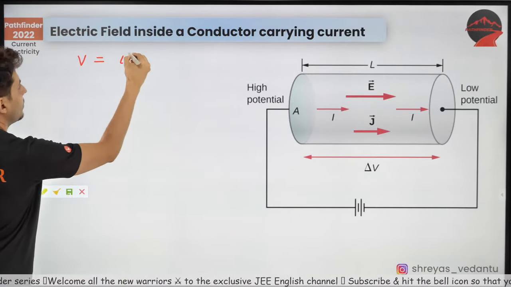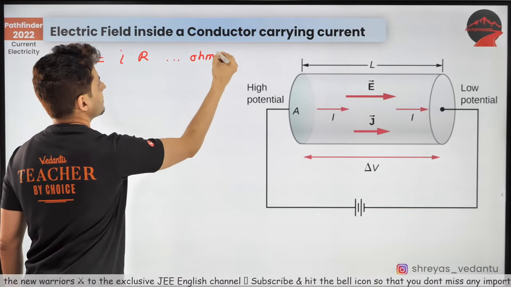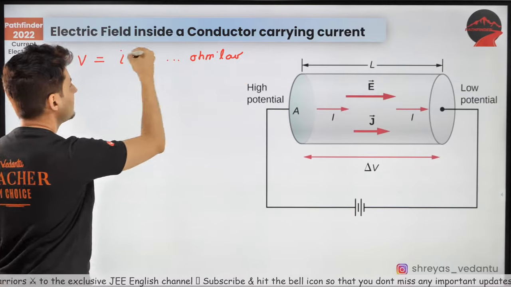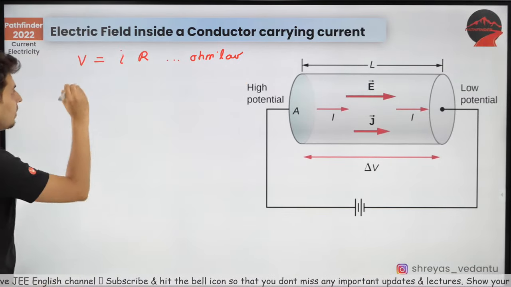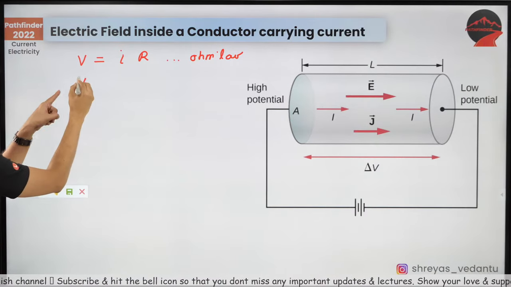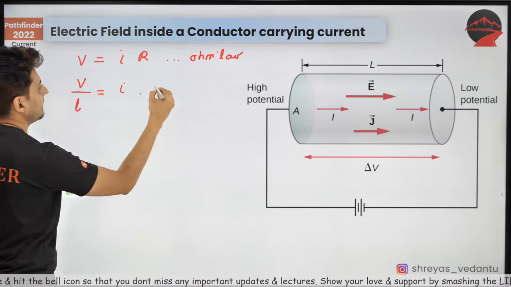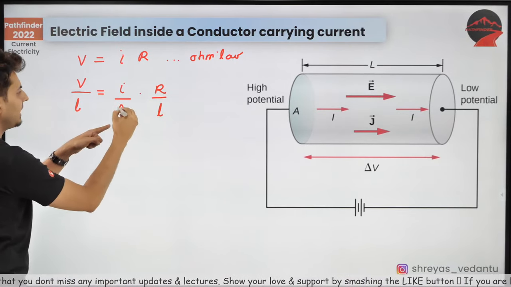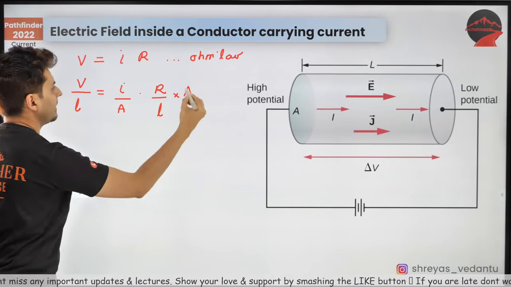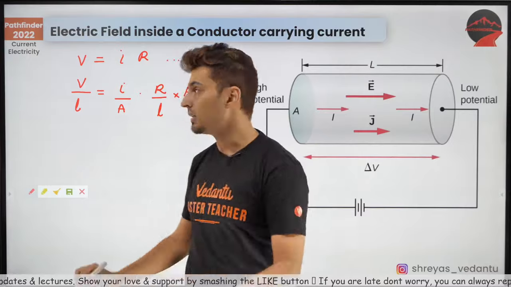Now observe this very carefully. V is equal to IR, correct? This is Ohm's law. The definition of resistance is given through this equation. Now what will happen is, just divide both sides by length. Yes, divide both sides by length. So R divided by L. And just divide by area and then multiply by area. You'll be like, sir, why are you doing it? You will see why I'm doing this.